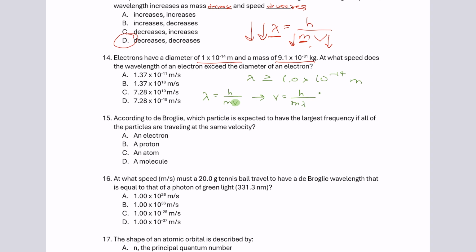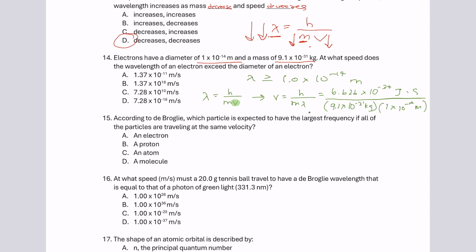We have all of these variables and values, so we're just going to go ahead and plug them in. Planck's constant is 6.626 times 10 to the negative 34 joules times second. The mass of the electron is 9.1 times 10 to the minus 31 kilograms. And that's multiplied by the wavelength, which we're going to use 1 times 10 to the negative 14 meters for. Now, we can plug this into a calculator and get an answer. We can also work through this by hand. So I'm going to show you how to do that.